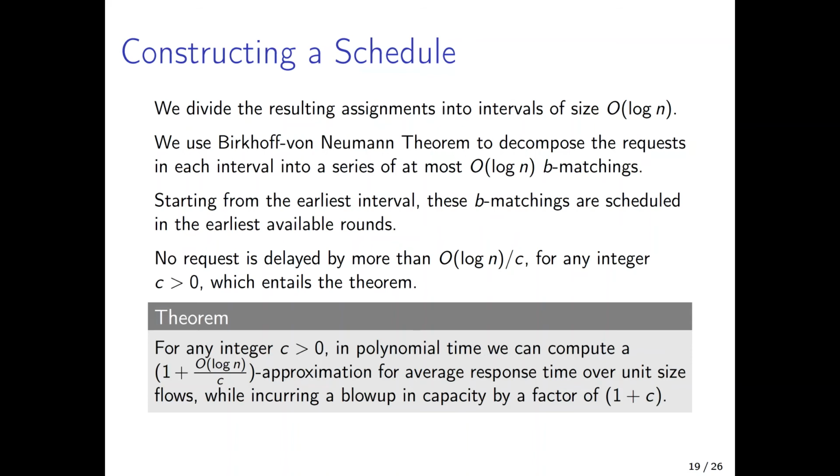This entails our main result regarding average response time. For any C greater than 0, we can compute in polynomial time a 1 plus O(log n over C) approximation for average response time over unit size requests, while incurring a blow up in capacity by a factor of 1 plus C.